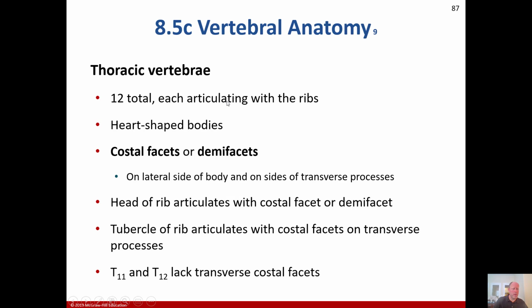And then I think we'll cover the thoracic vertebrae in our next video. We'll stop at this point here.